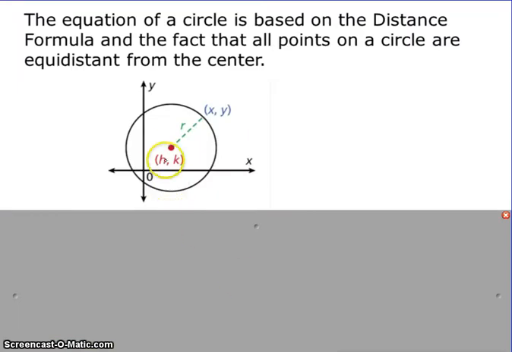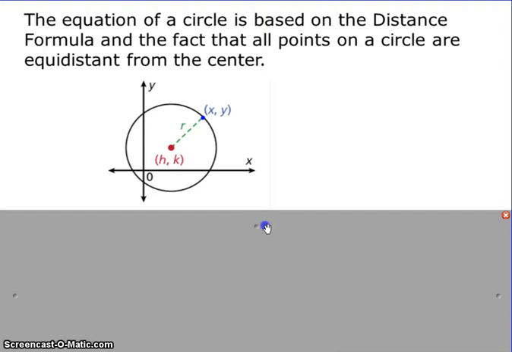So if you take a look here, we're still going to call the center of the circle (h, k). We've used h and k for the vertex of a parabola, and we're going to use it again this time for the center of a circle. And we're going to use little r for our radius. This (x, y) that you see here is any point on the circle. That's why we give it a variable, (x, y). It could be anything it wants to be.